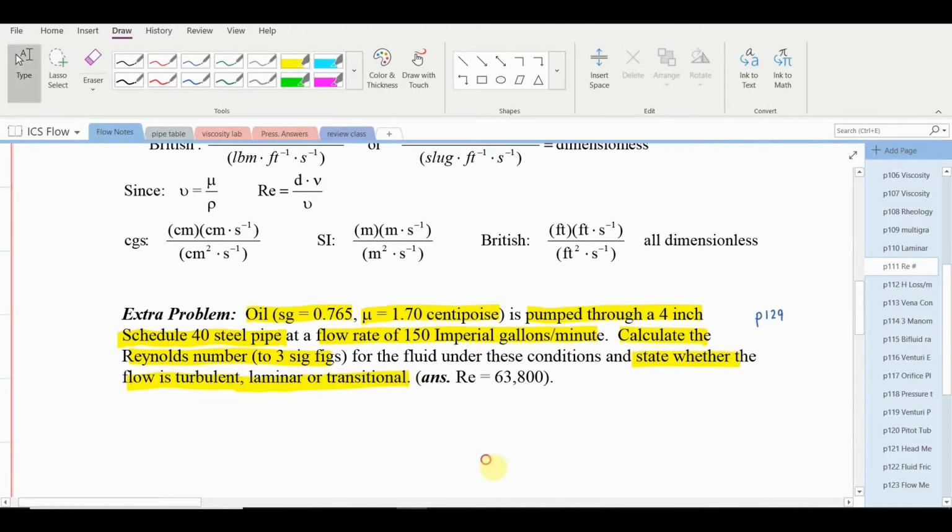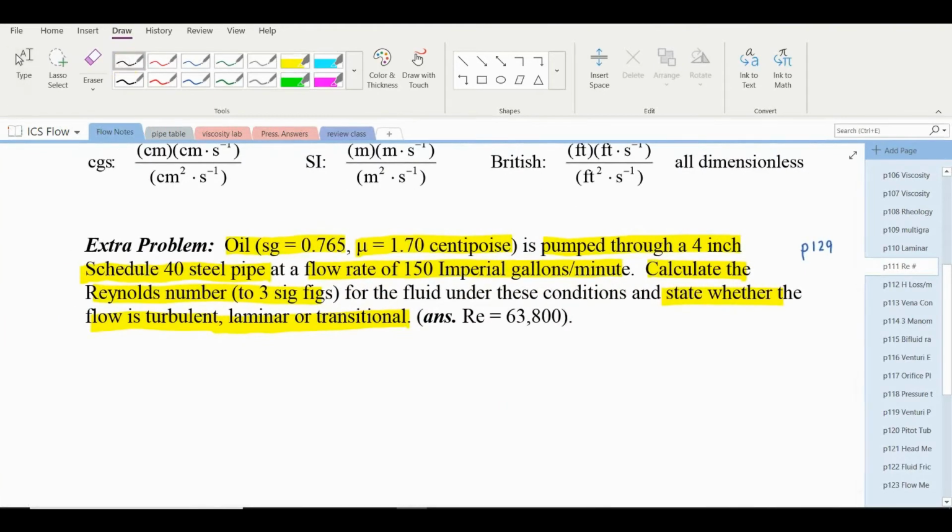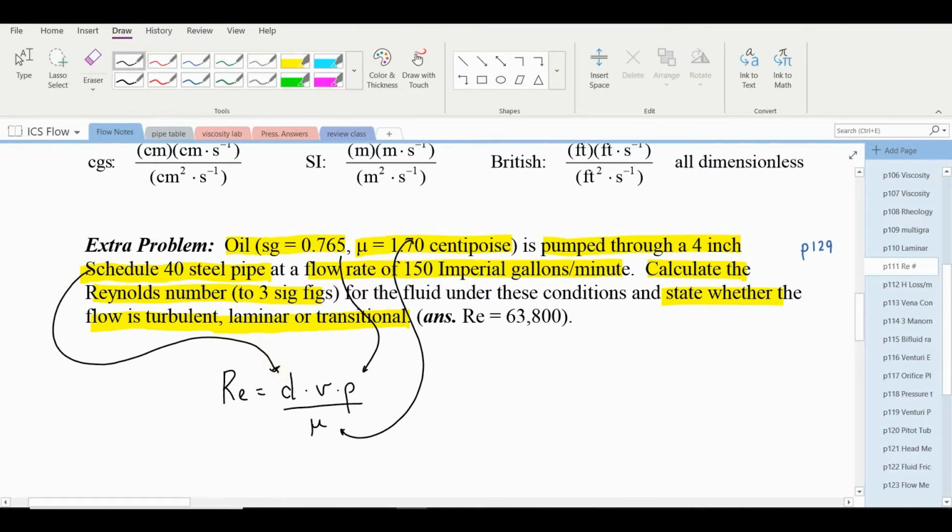And there's the answer. Again, we're going to use the formula for Reynolds number. We'll need the internal diameter of the pipe times the velocity of the fluid times the mass density of the fluid, divided by its absolute viscosity. We're given some of these. Here's the viscosity. We'll use the specific gravity to calculate the mass density. We're told that the pipe is a 4-inch Schedule 40 pipe, and we'll get the diameter from that. And we'll have to use the flow rate to determine the velocity.